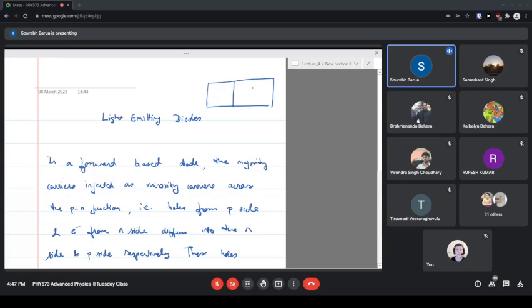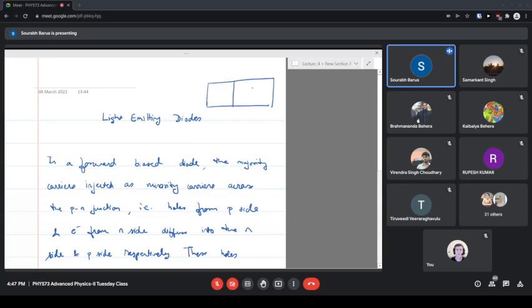Sir, then why normal diodes are not emitting light? That is a very good question. Actually, that is what was in my next page. So we'll come to that. But okay, so what is your name?